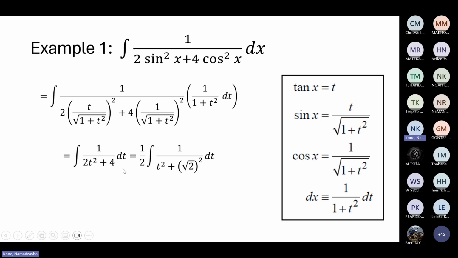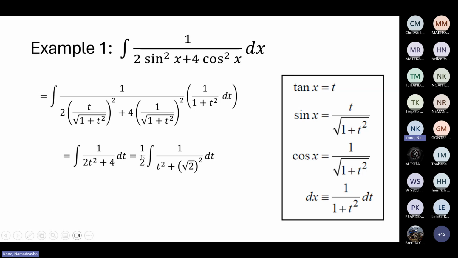For us to be able to do this properly in this case, we are supposed to have a coefficient of 1 for t squared. That's why we're supposed to take out 2 at the bottom as a common factor first. When we do that, we will get 2 into t squared plus 2. And that 2 that I've taken out as a common factor at the bottom, I take out of the integral as a half. That is where this half is coming from.